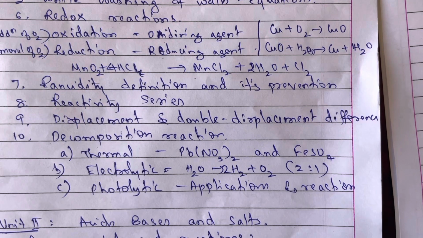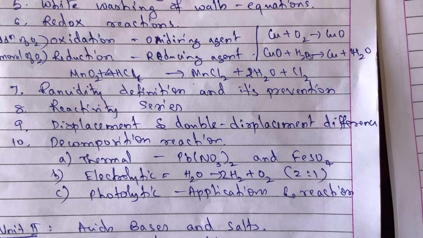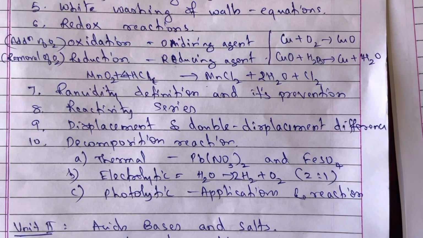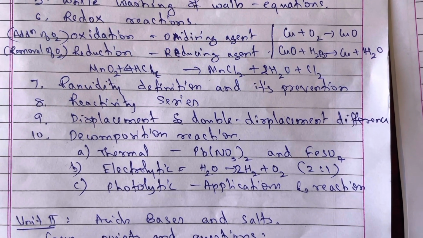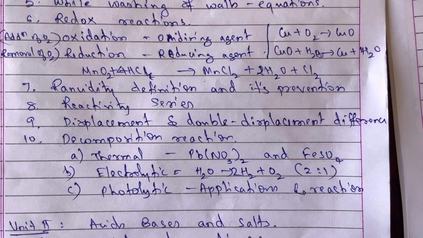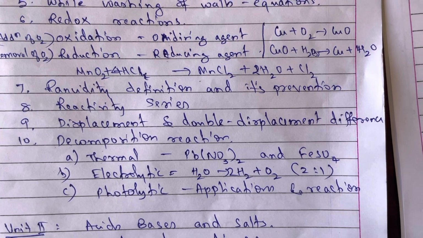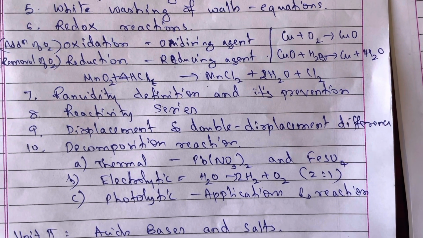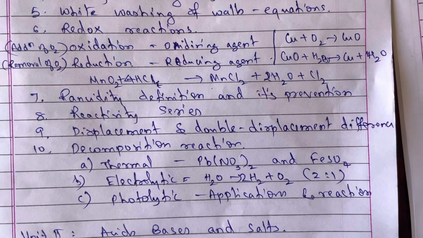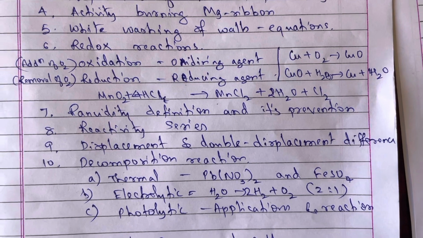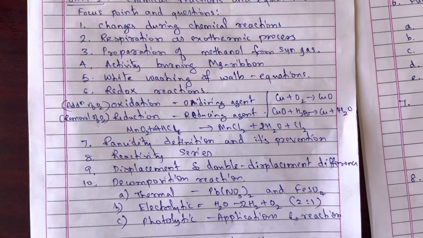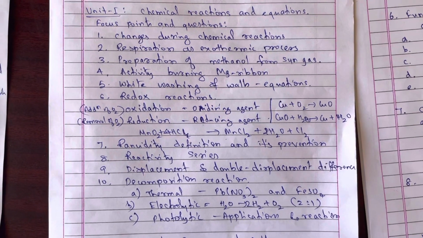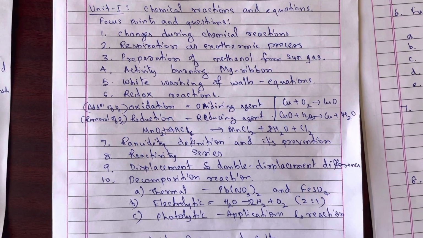For photolytic decomposition, you should know that when sunlight falls onto chemicals like silver bromide or silver chloride, they convert into the respective metal, and chlorine or bromine gas gets released. This has applications in black and white photography, and this is one of the important applications you need to learn from this chapter. So I hope these 10 points will certainly help you in your preparation, and this covers the whole chapter.